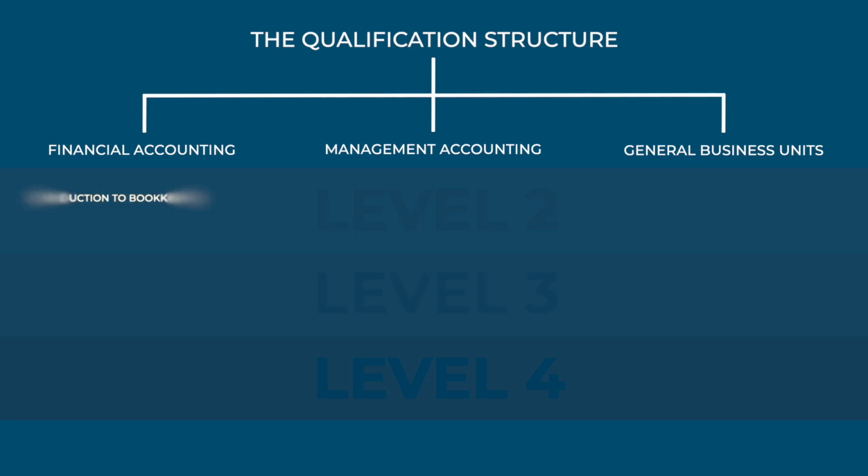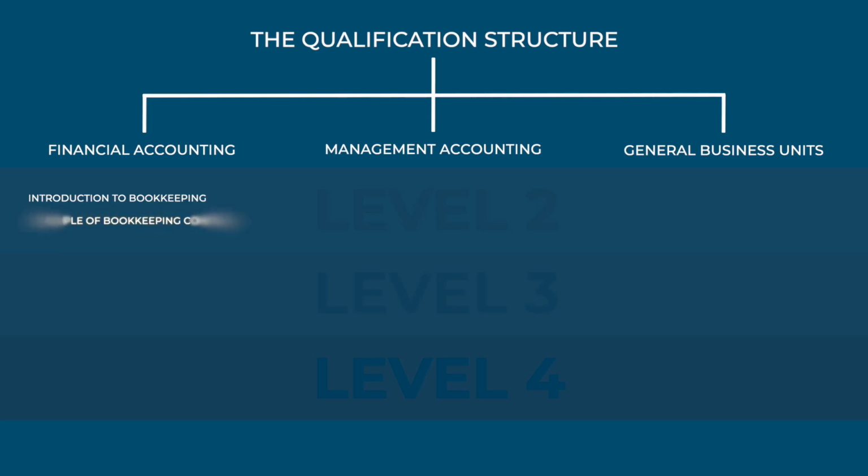In Level 2, under the financial accounting strand, the first unit you're most likely to attempt will be Introduction to Bookkeeping. This gives you the basic underpinning knowledge of how an accounting system is formed, along with the rules and principles for recording accounting transactions. After taking the exam for this unit, you will move on to Principles of Bookkeeping Controls, which further extends those principles and processes gained in the first unit. Everything you have understood within that first unit now forms the basis for your understanding of this additional unit.